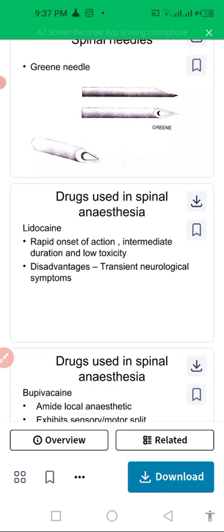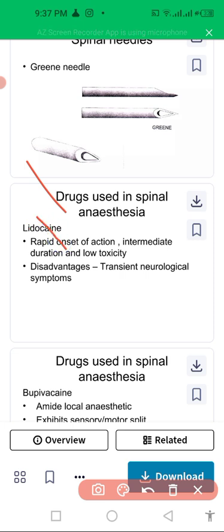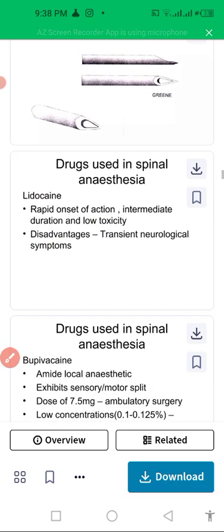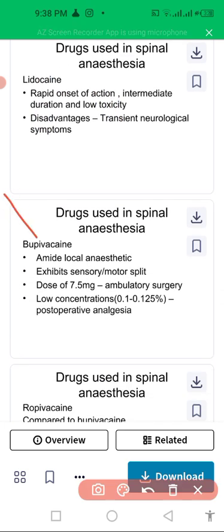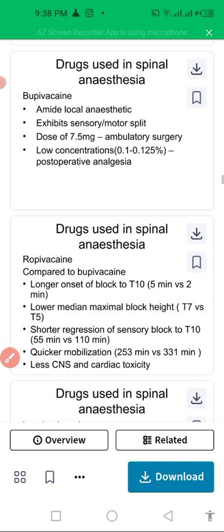The drug that we use in spinal tap is lidocaine, which is rapid in action. The disadvantage is that transient neurological symptoms are there, so we use bupivacaine, which is commonly used. It is an amide and exhibits sensory motor split. Dosage is 7.5 mg, and its concentration is 0.125 or 0.5% is also there, so you have to use according to that.